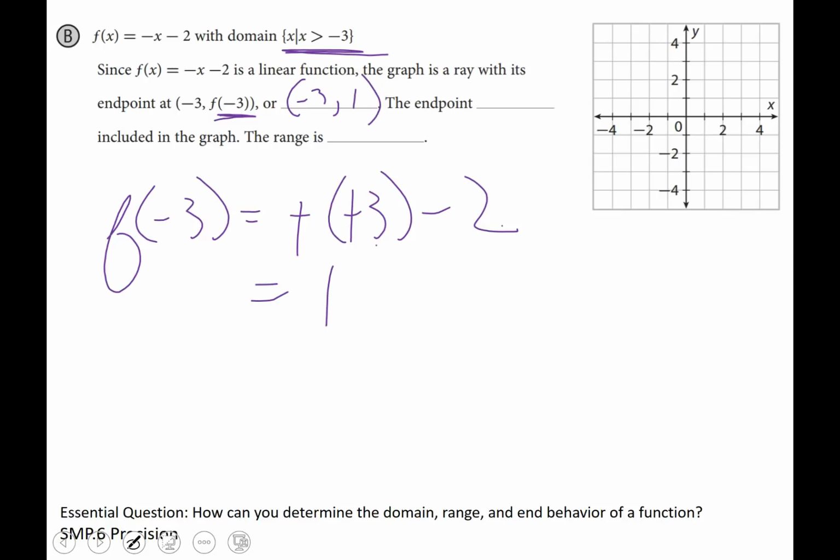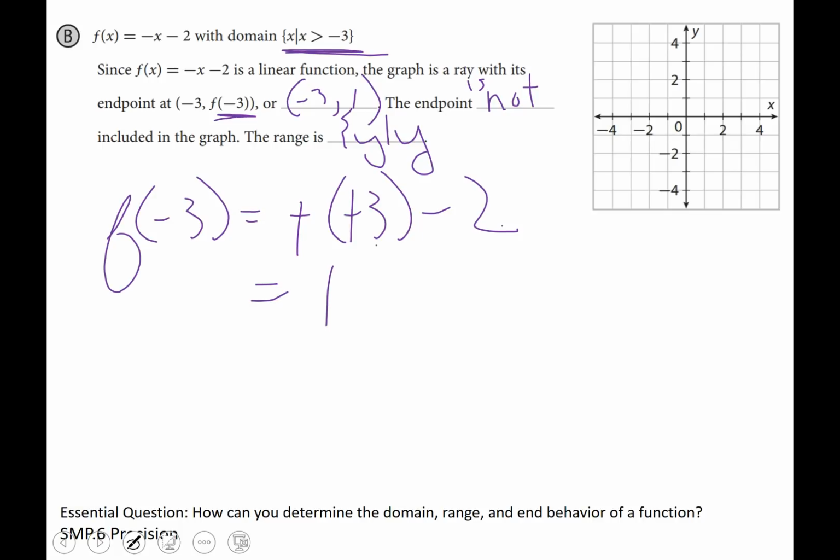The endpoint that they're looking at here, we don't really know the endpoint because it is not included in the graph. And they want us, since it started in set notation, they want us to write the range in set notation as well. So our range would be y bar, y, and I have to figure that out a little bit. Okay, so let's try drawing our graph to help us figure out what the range value is. So I know I've got this point, -3, 1 on the graph.